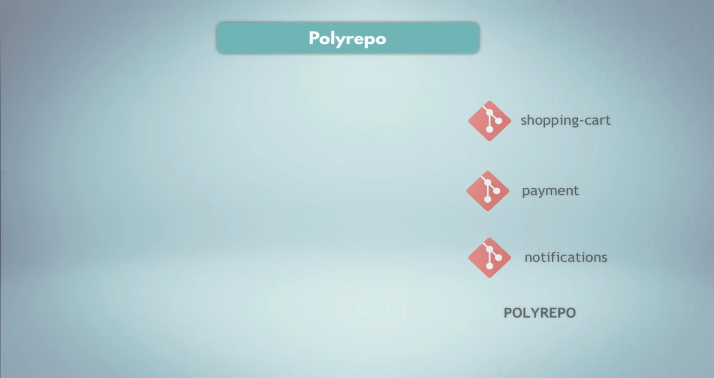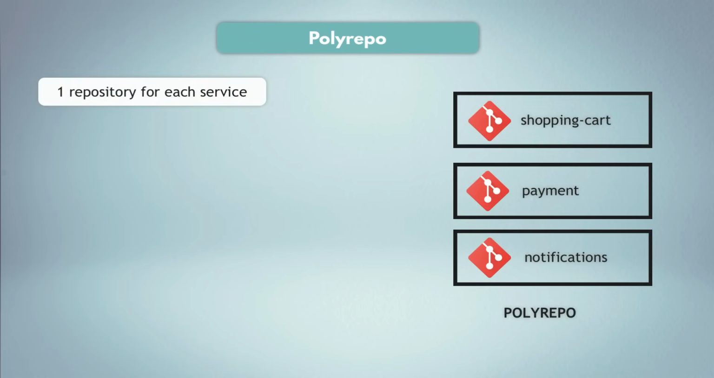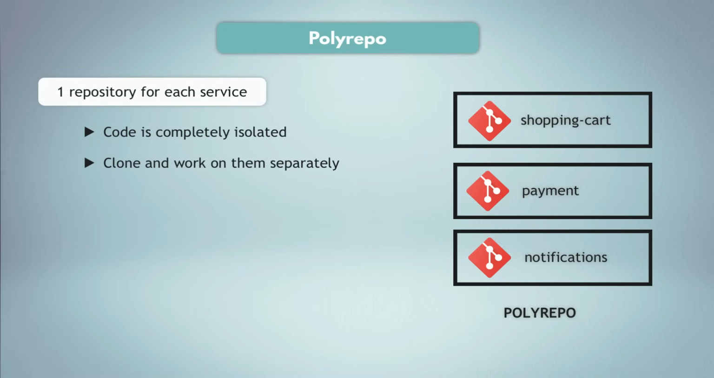The second option, which is probably a bit more preferred one, is Polyrepo, or multiple repositories. With this approach, for each service, we create a separate Git project. So the code is completely isolated. You can clone and work on them separately because they are in separate repositories. Now, even though they are separate application repositories, they are still part of this bigger application. So of course, you would want to still have some kind of connection of these repos for an easy management and overview.